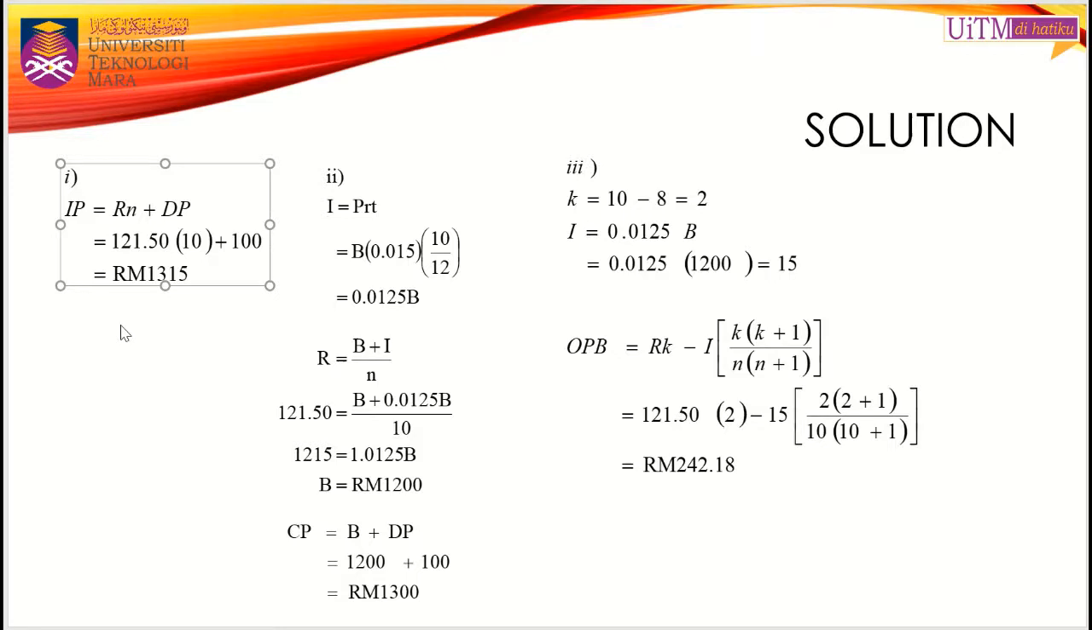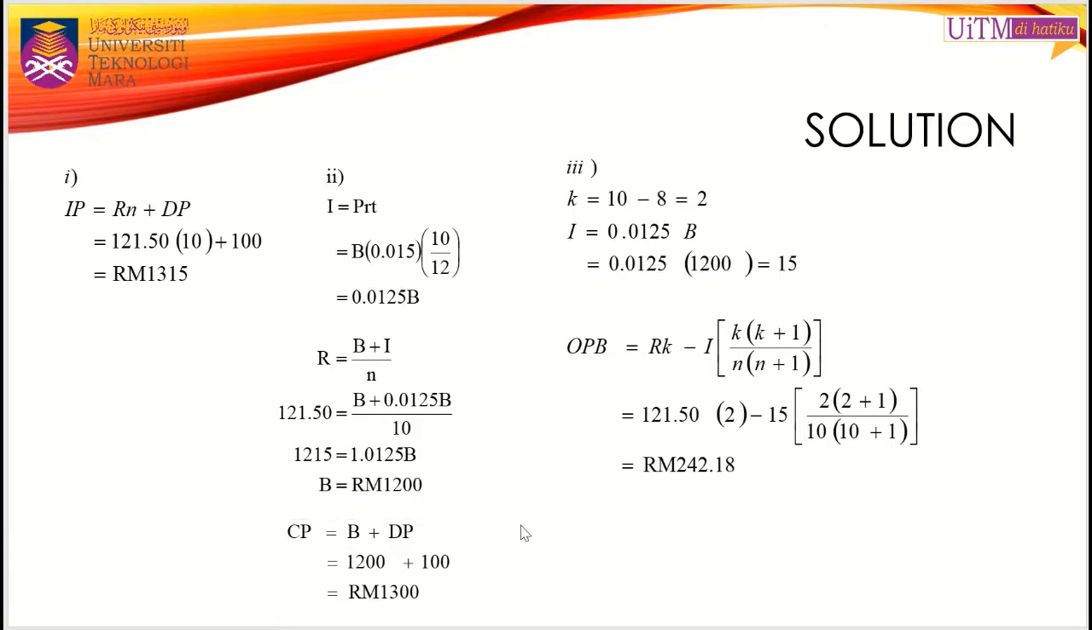Okay, and then the second question asks you to find the cash price. Bear in mind the last part here. When you want to find the cash price, you need the value of the balance and also the down payment. However, in this situation, you only have the value for the down payment. You don't have the value for the balance. So in order to find the balance, you need to use an indirect approach.